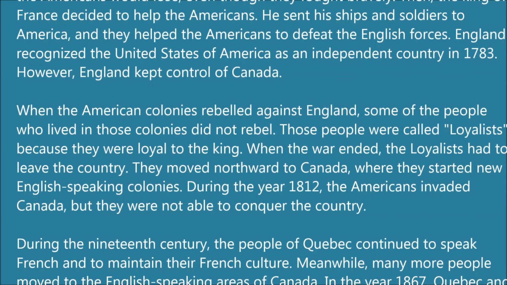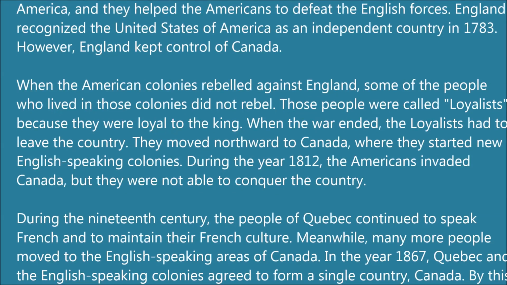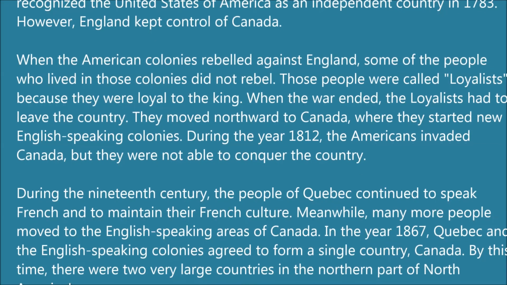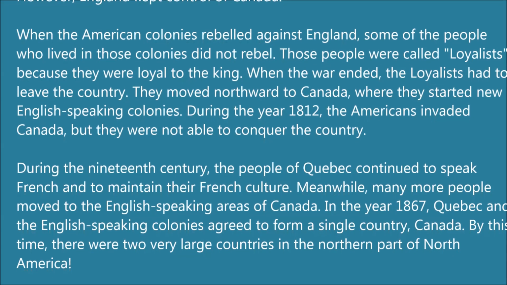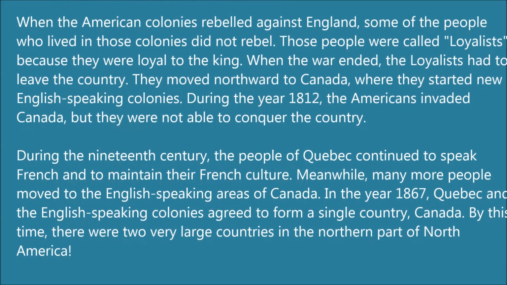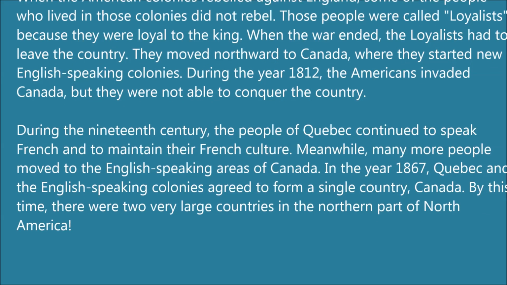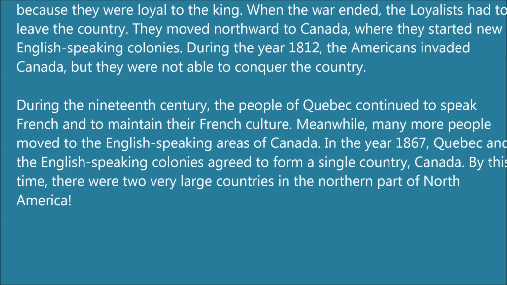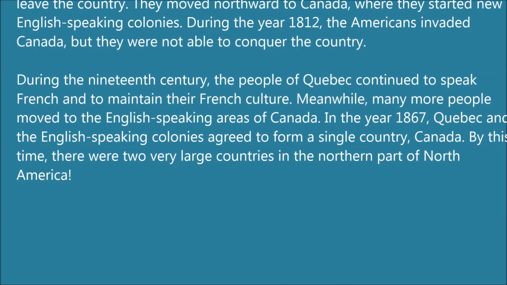When the American colonies rebelled against England, some of the people who lived in those colonies did not rebel. Those people were called Loyalists because they were loyal to the king. When the war ended, the Loyalists had to leave the country. They moved northward to Canada, where they started new English-speaking colonies. During the year 1812, the Americans invaded Canada, but they were not able to conquer the country.